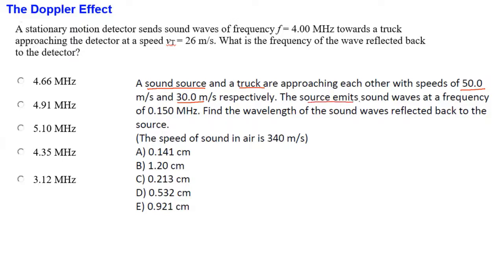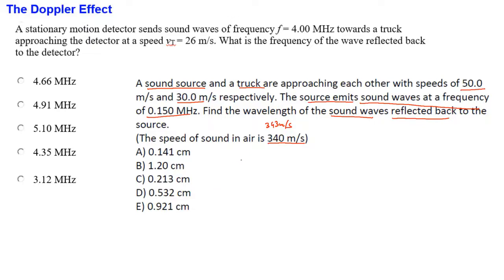Now the sound emits, I give you F. This is a true frequency, 0.15 megahertz. The question is, find the wavelength of the sound wave reflected back to the source. And I give you the speed of sound in air. If I don't give you the speed of sound in air, you take 343 meters per second in your formula sheet. But here I just say that it's 340 meters per second. Draw. You are in physics, draw.